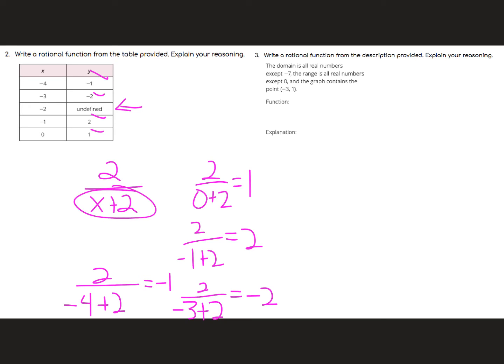So I started with the vertical asymptote, and then I played with the y-intercept because that was an easy one to plug in, but I played with any one of the points to figure out that I needed a 2 there.